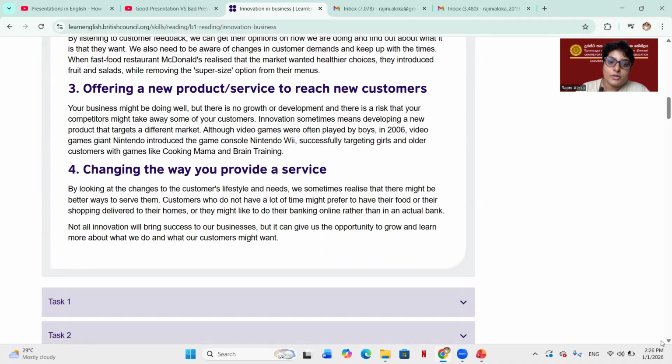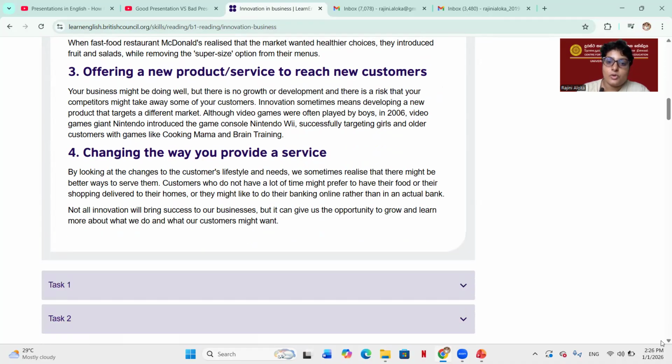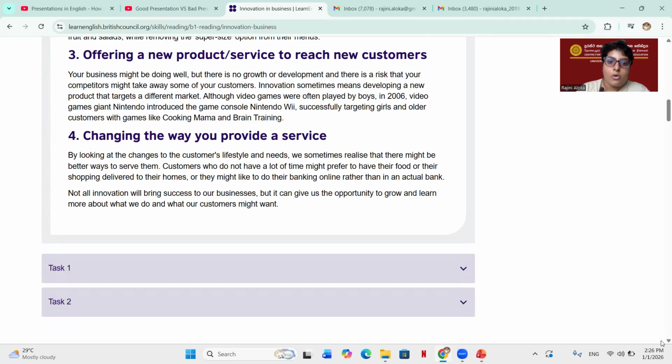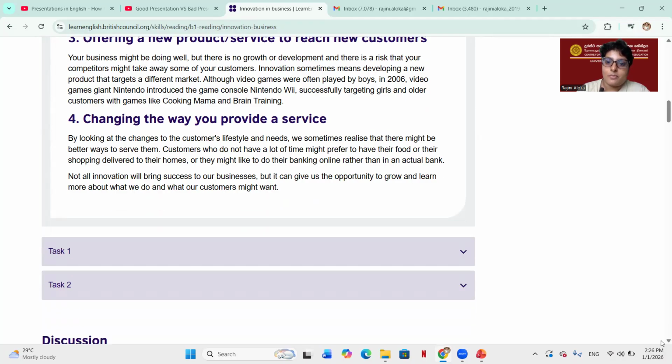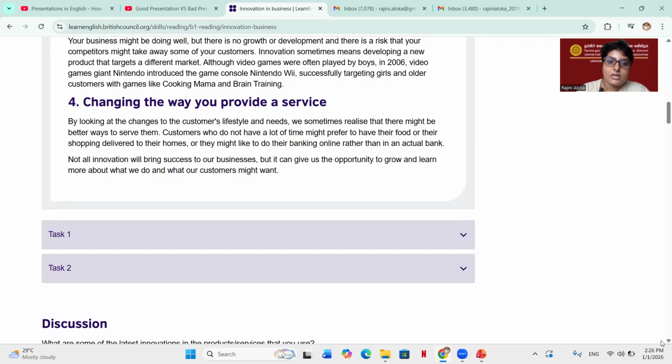Offering a new product or service to reach new customers. Your business might be doing well, but there is no growth or development, and there is a risk that your competitors might take away some of your customers. Innovation sometimes means developing a new product that targets a different market. Although video games were often played by boys in 2006, video games giant Nintendo successfully introduced a game console targeting girls and older customers with games like Cooking Mama and Brain Training.